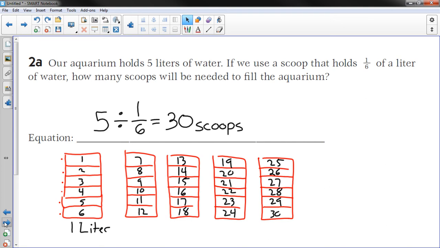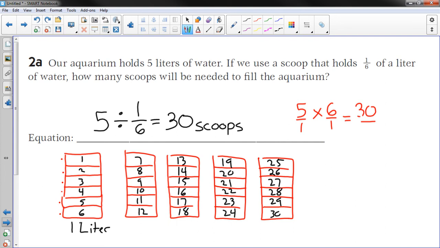Mathematically, what you're doing is 5 times the reciprocal of that, which is 6 over 1. And you can think of 5 as 5 over 1. And you get 30 over 1, which is just 30.